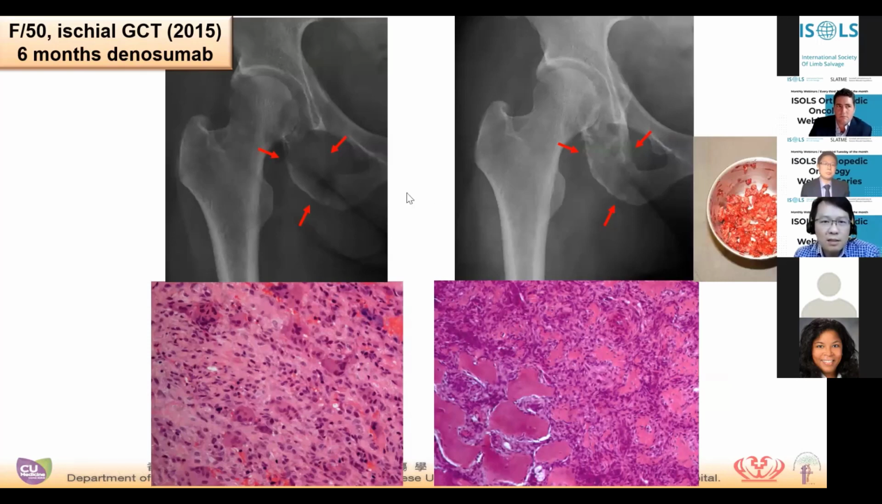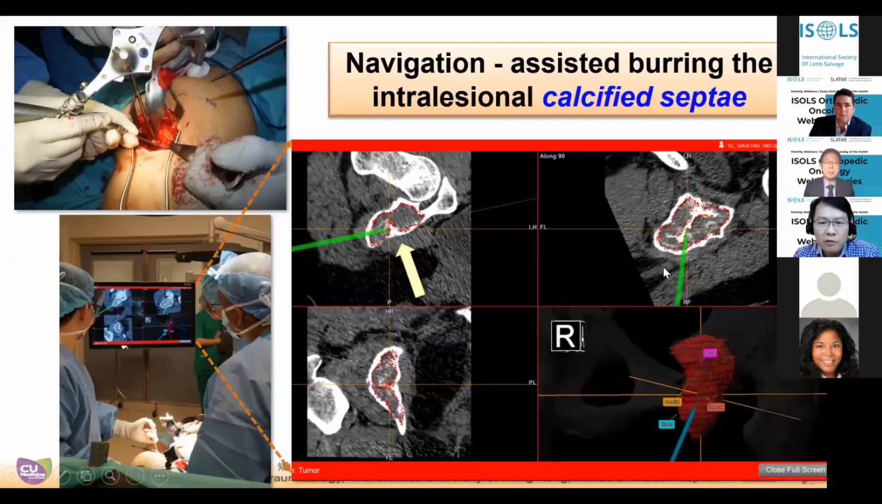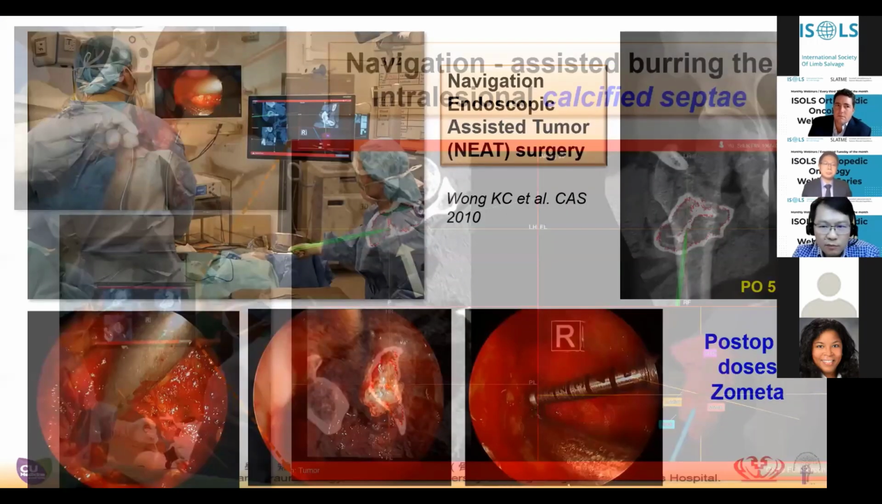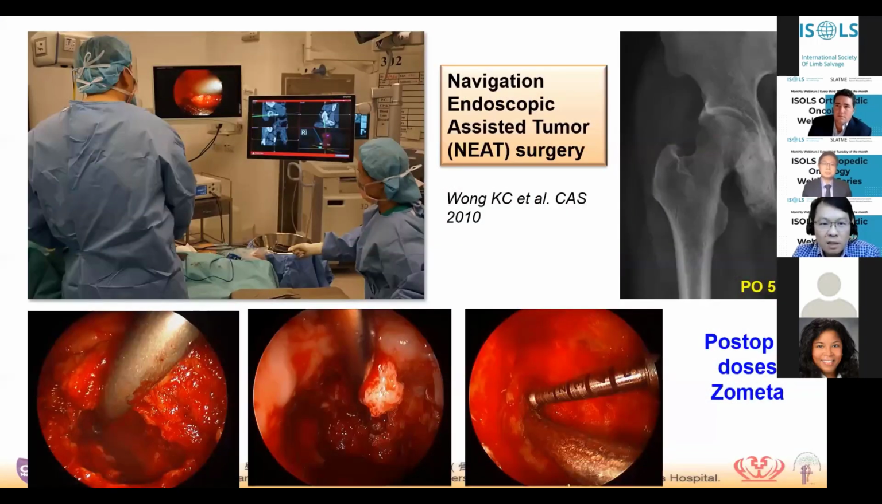In this case, like the ischial GCT, after 6 months of denosumab it is actually hardened. It's very difficult to identify intraoperatively. One of the issues is that they form some additional calcified septa. We find sometimes it's really difficult to identify at the bottom. So that's why in some of our cases, we use navigation to assist the burring to clear the tumors, and also put a scope inside to make sure that we clear everything. And because of the anti-tumor effect needed for curettage, postoperatively we give 3 doses of denosumab.